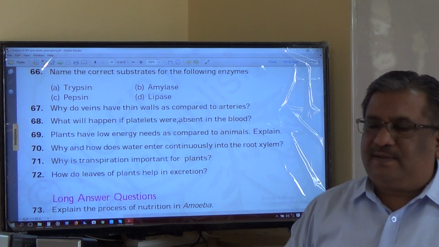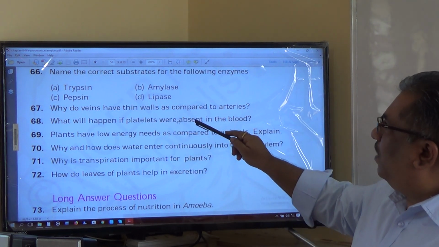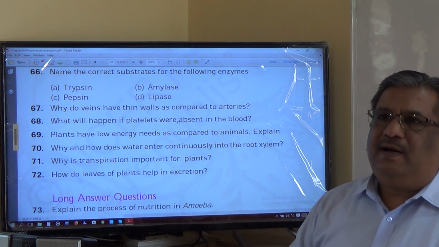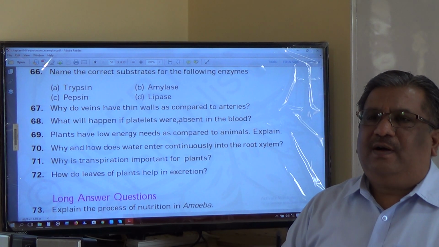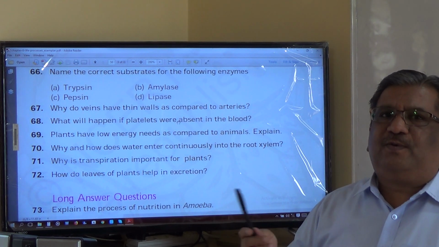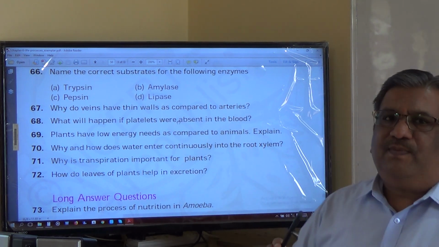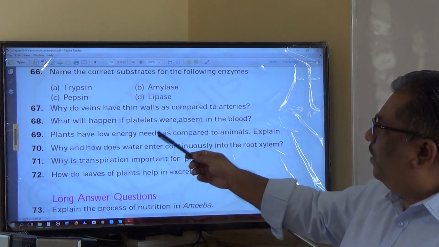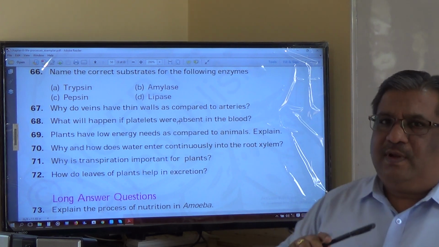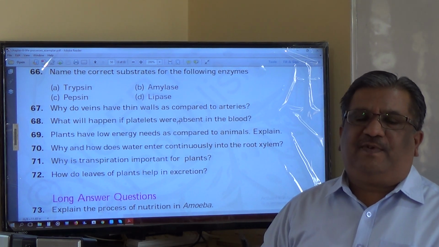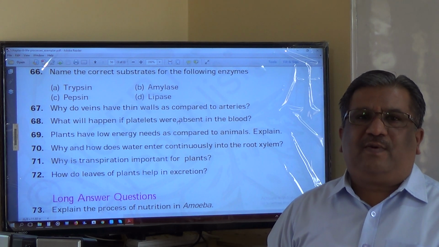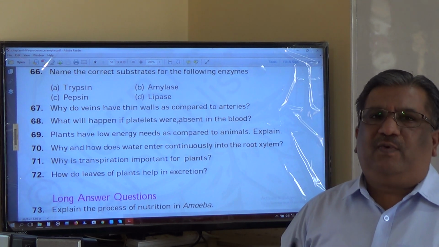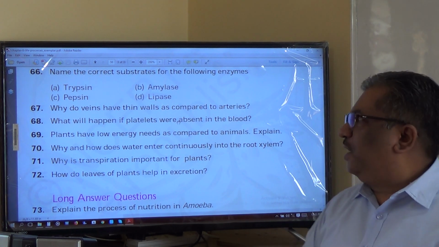Why do veins have thin walls as compared to arteries? Because there is no pressure inside the veins, and therefore those are thin. Whereas arteries supply the blood under pressure, and therefore those are thick and elastic. What will happen if platelets were absent in the blood? Platelets perform coagulation function, isn't it? Blood clotting, which is a blood coagulation. So if the platelets are absent, then damaged blood vessels will not be repaired. Blood clotting does not take place.